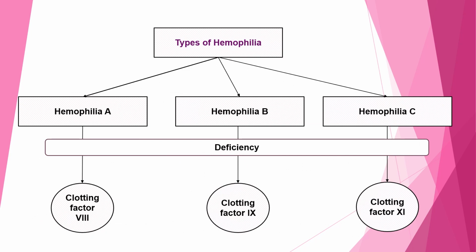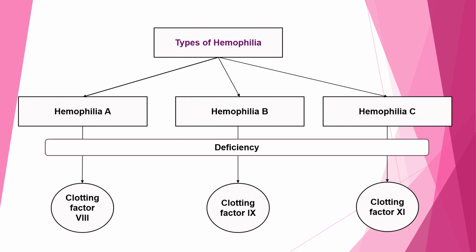Let's now discuss the types of this disease condition. As you can see on the screen, hemophilia is categorized into types A, B, and C. Hemophilia A and B are the most common types, and they're usually inherited and majorly affect males who are born with this condition. Hemophilia A is caused by a deficiency of factor 8, while hemophilia B is caused by a deficiency of factor 9. Hemophilia A and B can be classified as mild, moderate, or severe depending on the level of the factor activity in the blood.